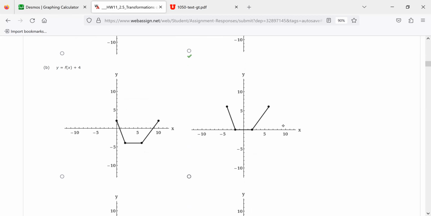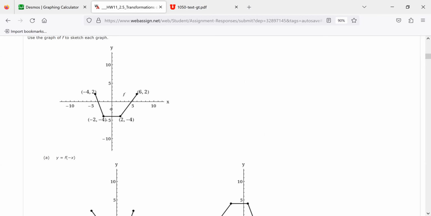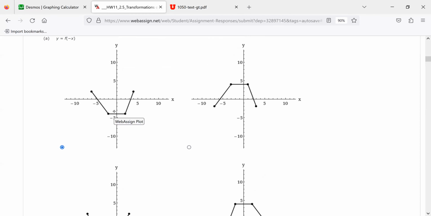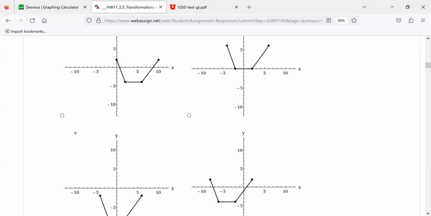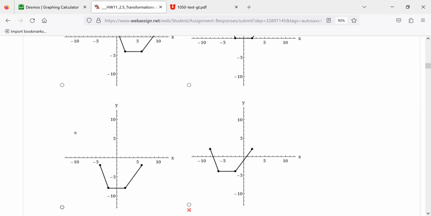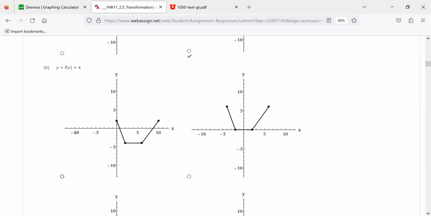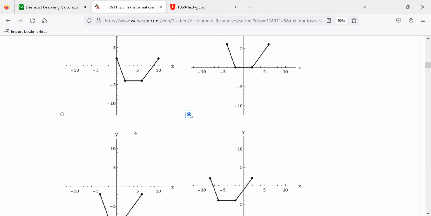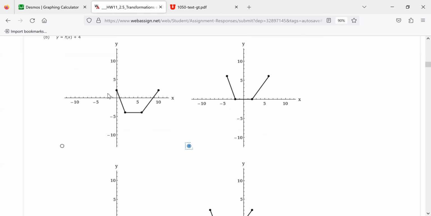All right, part B. If f was this weird dipper thing, what does a +4 do? Yeah, so the only one that's going to be... which one does it have to be? Yeah, it has to, right? Does that make sense so far? Transformations?